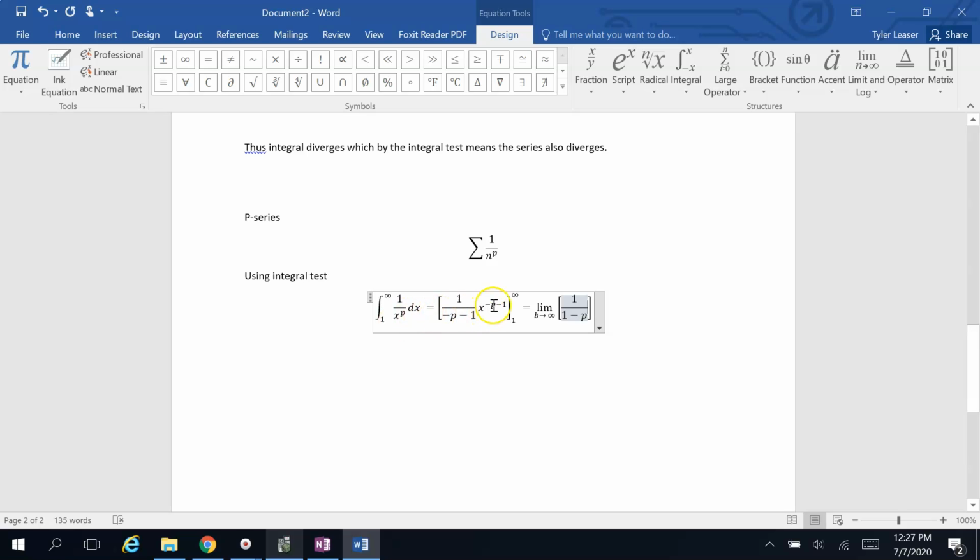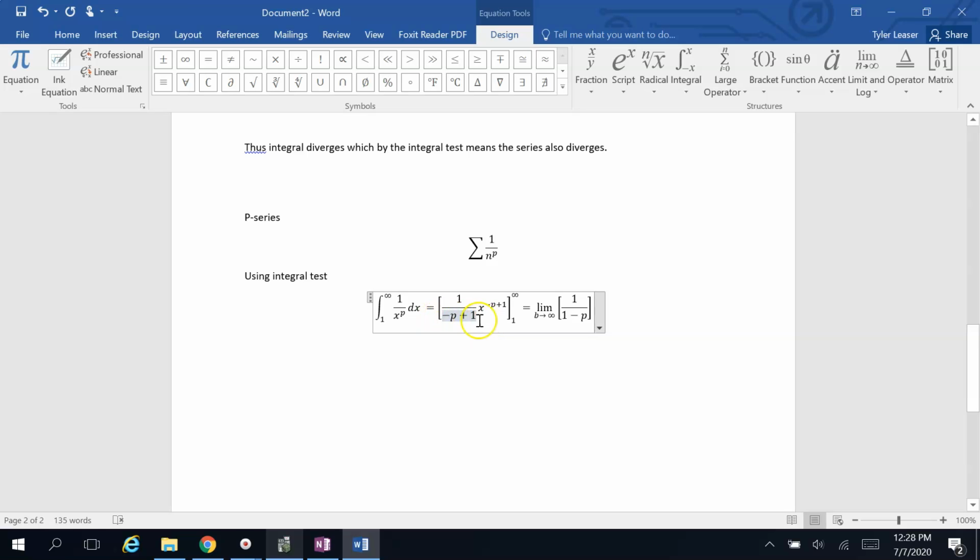Oh, I think I did this part wrong, didn't I? Sorry, this was supposed to be plus 1 on top and bottom. If I messed that up, sorry about that, but we add 1 to the exponent and then divide. So it's x to the negative p, we add 1, divide, and then that negative p plus 1 up top there. That makes more sense.